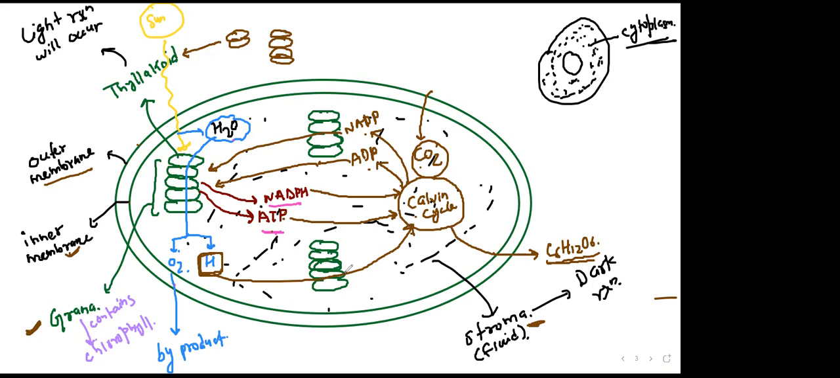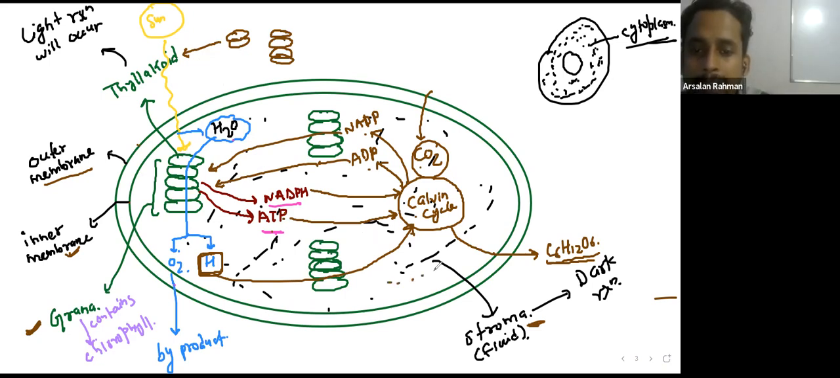Yes, sir. Okay. So there are lots and lots of grana. And this empty space you can see here is what? Stroma. There are two types of reaction occurring in photosynthesis.